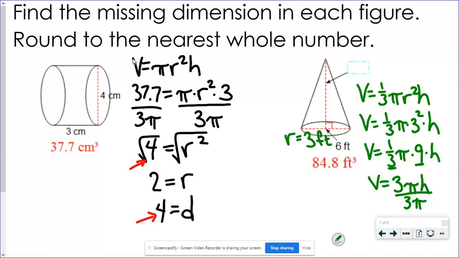And I never put the volume number in there. Let's change that. This is really going to be 84.8 divided by 3 pi. So 84.8 divided by 3 and divided by pi gives me 8.997. That really gives me 9 for a height.